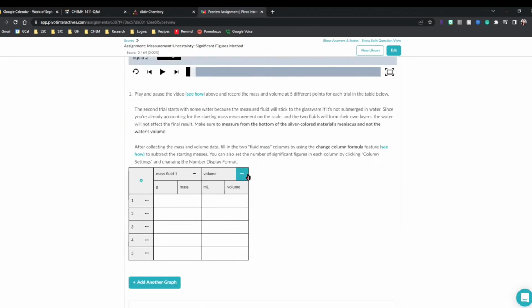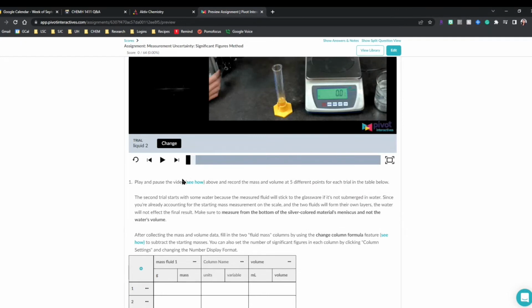Okay? Now, oh, and you're gonna add in more columns for liquid 2, the mass and the volume. So total, once you're done watching the video, taking those 5 measurements for each liquid, you're gonna have 4 columns so far. Okay, now you're not done yet.